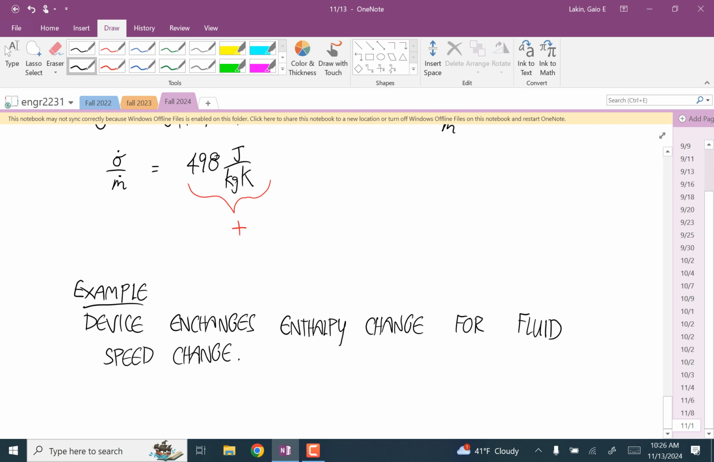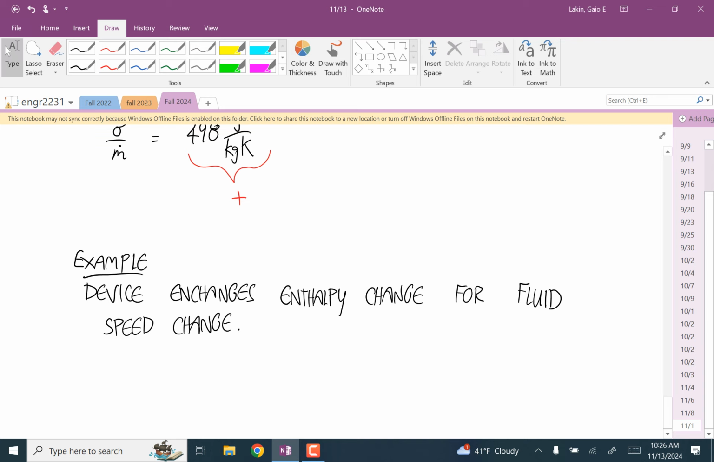So what are the two possible devices that this would be? A pump? No. Is it a nozzle? A nozzle or diffuser. Yep.